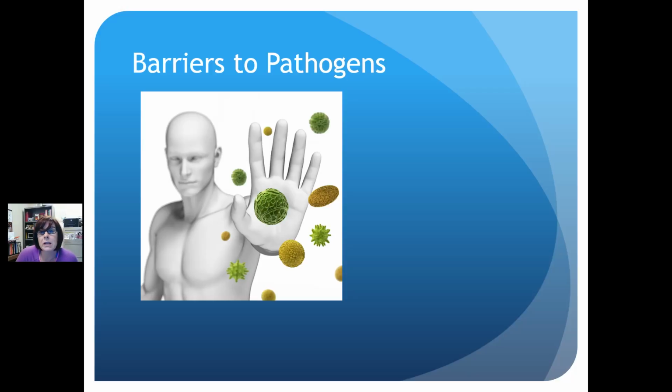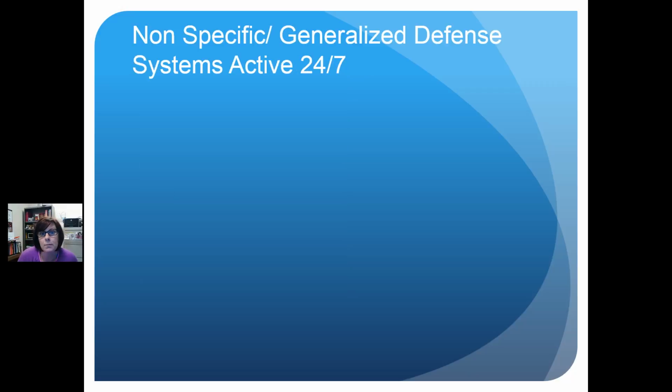Basically our first line of defense is that we need to have a barrier to the pathogens. So basically we need to keep them out. These are called our non-specific defenses because they're generalized, and these are systems that are active 24 hours a day, 7 days a week.